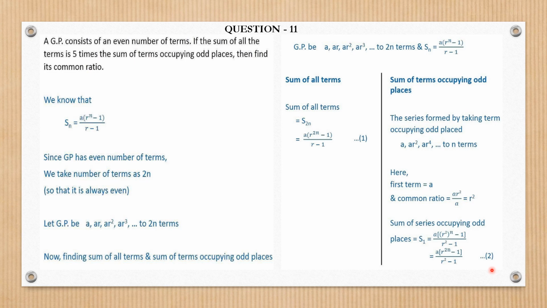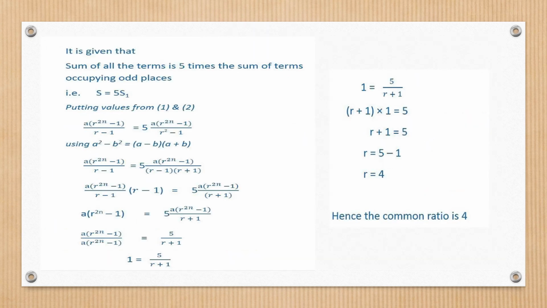Now the relation is that this sum is 5 times this. And I have to find this r, under what condition this r is having what value. So it is given, this is my sum of all terms, equal to 5 times the sum of terms occupying odd places. Now you know a square minus b square equals a minus b into a plus b. So it is a times r raised to power 2n minus 1 divided by r minus 1 is equal to 5 times a times r raised to power 2n minus 1 divided by, I will just break it, r minus 1 into r plus 1.